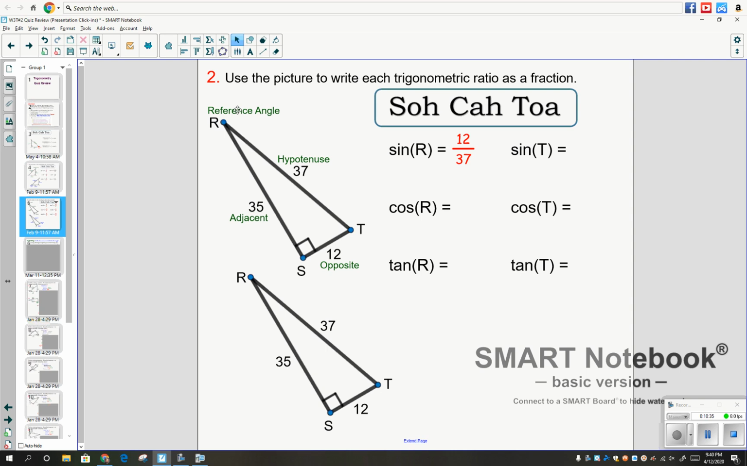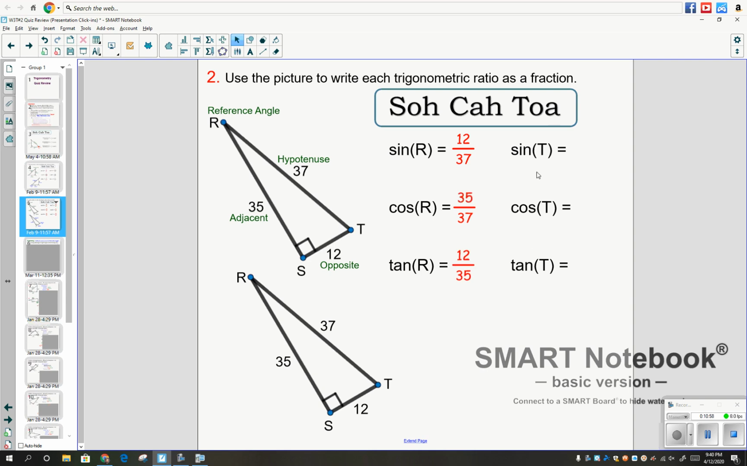Cosine of R, cosine's adjacent over hypotenuse. 35 is adjacent, 37 is the hypotenuse, it's 35 over 37. Tangent of R, TOA, opposite over adjacent, 12 over 35 is my answer, 12 over 35.